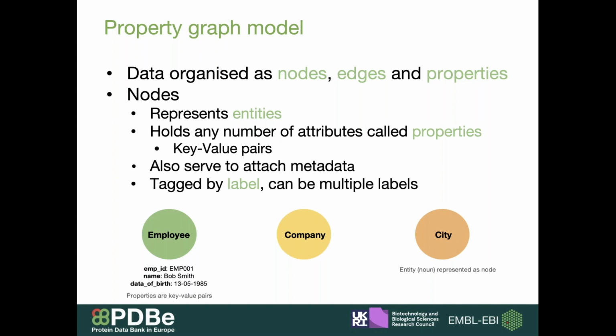In the case of the given example, there are 3 entities which are represented as nodes. And we use some labels to tag them, which are basically employee, company, and city. For instance, there would be some employees who are managers. So we can actually tag those nodes with a manager label as well.